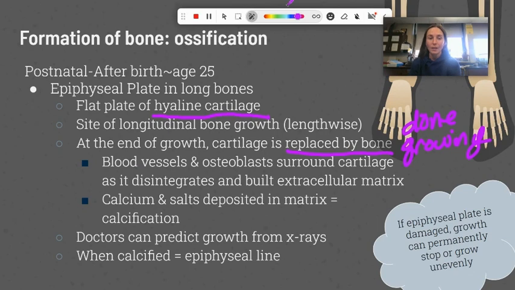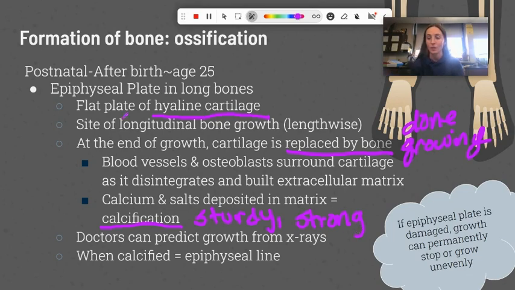The blood vessels in our body and osteoblasts, so those bone builders, are surrounding that cartilage. And as it disintegrates, they're building that extracellular matrix, so full of all that good calcium. Calcium and salts are deposited in that matrix. We call that calcification, right? And that's what makes our bones very sturdy, strong, hard to break.